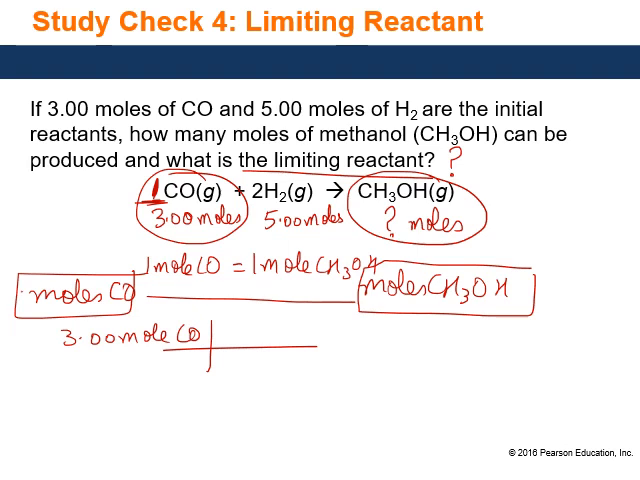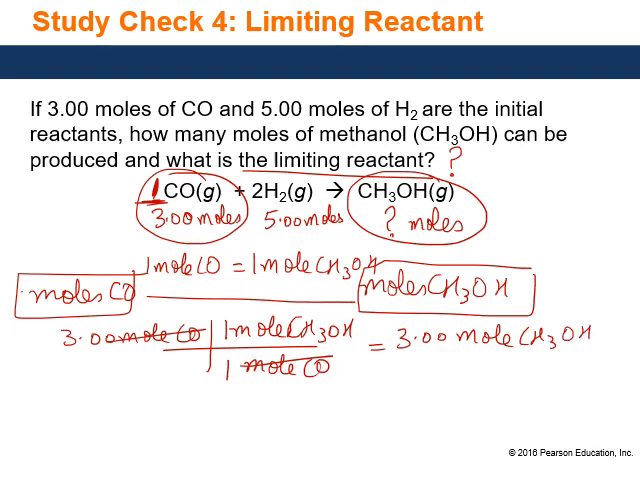multiply it with my conversion factor that comes from here, moles of CO. So mole of CO goes in the bottom, 1 mole of CH3OH. What's left is 3.00 moles of methanol. So this is how much we finally end up making.